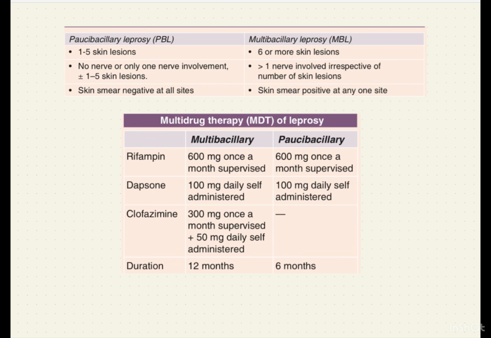What is the dosage of clofazimine? Just remember that the monthly dose of clofazimine is half the dosage of rifampicin that we are giving. Clofazimine 300 mg should be given once a month under supervision. And the daily dose of clofazimine is 50 mg, which is half the dosage of dapsone. So 300 mg of clofazimine is given monthly under supervision, and 50 mg of clofazimine should be self-administered daily. So this is the dosage of clofazimine.